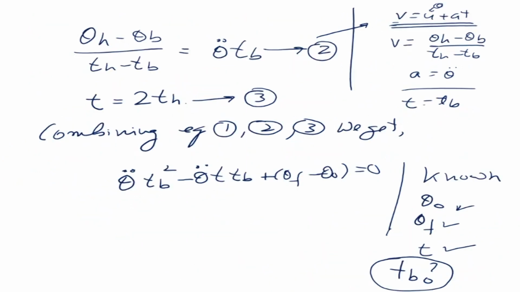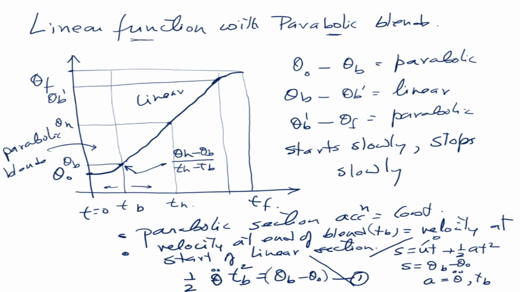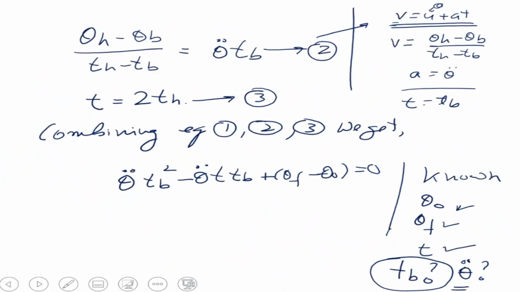So in this equation there are two unknowns. tb is one unknown and theta double dot is the other unknown, the acceleration in the blend period. That itself is not known. Okay. So for different theta double dots, you'll get different tb's. If it is accelerating very fast, then your tb will move towards this side. If it is accelerating very slowly, your tb will move on the right side. So it depends on the acceleration you are choosing. What it basically means is that there is a bound on tb now.